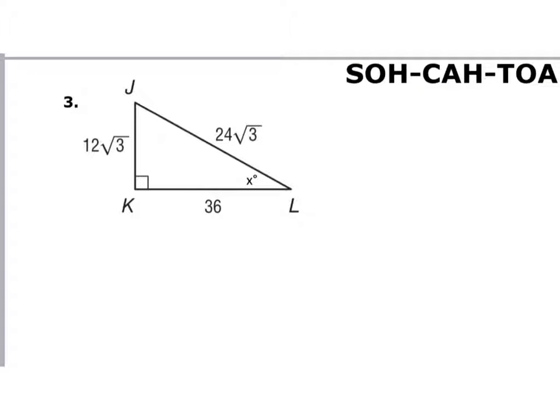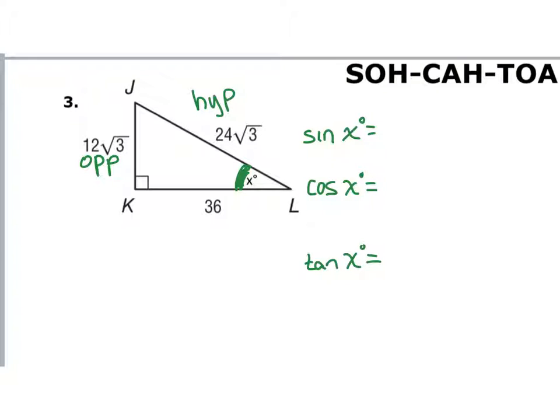All right, number 3. Yay, square roots. We want to find the sine, cosine, and tangent of which angle? X. I want to find the sine of x degrees, the cosine of x degrees, and the tangent of x degrees. What's the first thing I need to do? Label. If I'm standing here at x, which one's my hypotenuse? 24 square root of 3. Which one's my opposite? 12 square roots of 3. And my adjacent? 36.